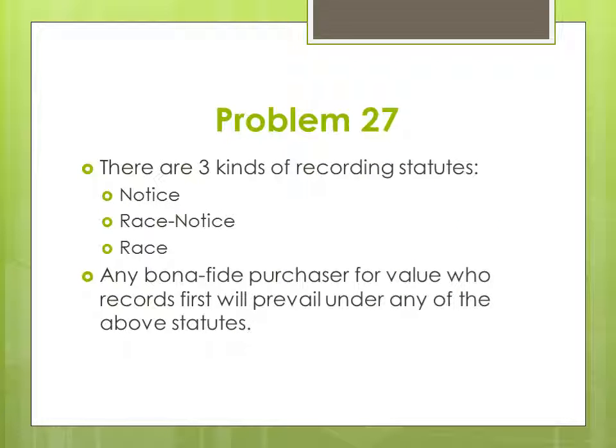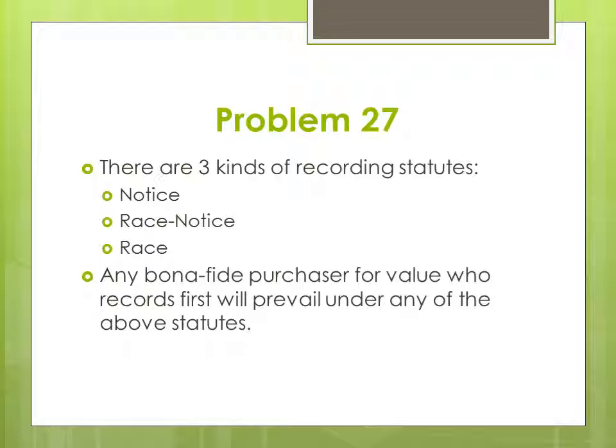Problem 27 is dealing with the issue of recording. Miss Bean deeded her home to Park on July 1. The deed was never recorded. On July 5th, Bean deeded the same home to Charles Knoll. On July 9th, Knoll executed a deed conveying his title to the same home to Baxter.